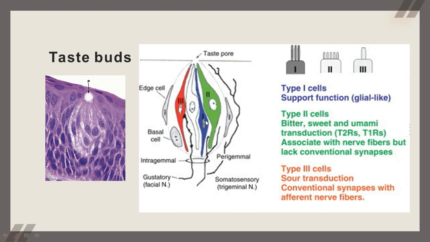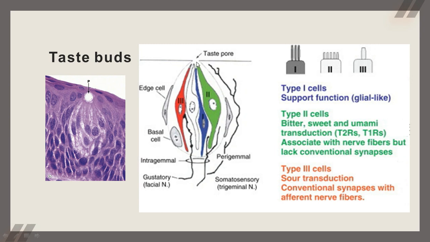The first type of cell, which is denoted here in blue color, is also called the support cell or glial cell. The function of the support cell or glial cell is to provide support to the main type of cell. The main type of cell is the type 2 cell. The type 2 cell is also called the taste cell. They contain some receptors on the top called taste hair, which will perceive the taste of the food.